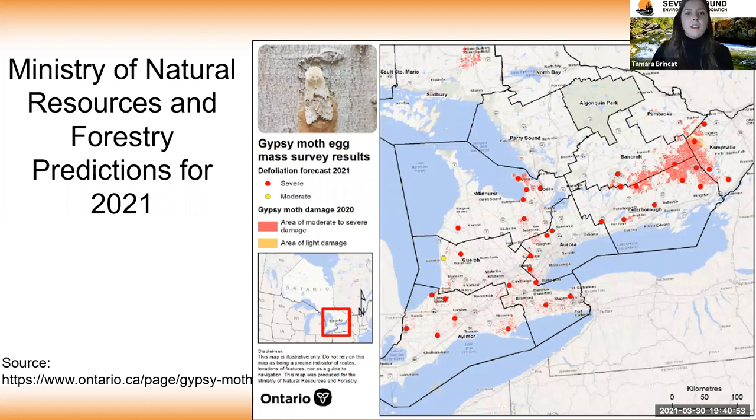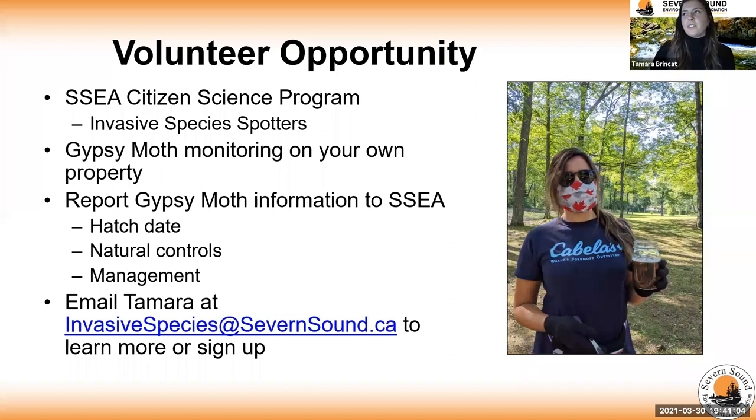The last thing that I want to point out is that SSEA has a citizen science program. This is a program where we ask volunteers to monitor gypsy moth on their own property. You can do that with SSEA instructions, and then you can report gypsy moth information to SSEA. We're looking specifically for gypsy moth hatch date, some of those natural controls that you may observe, and some of the management that you may have taken on your property. If this is something that you think you're interested in, you can email me at invasivespecies@severnsound, and I can provide you with more information.